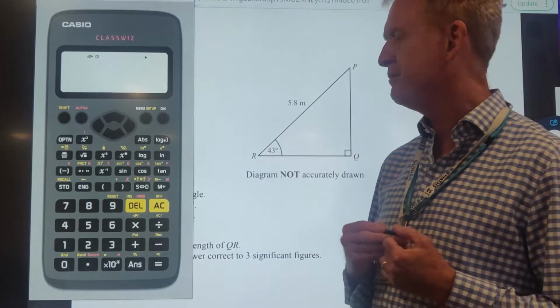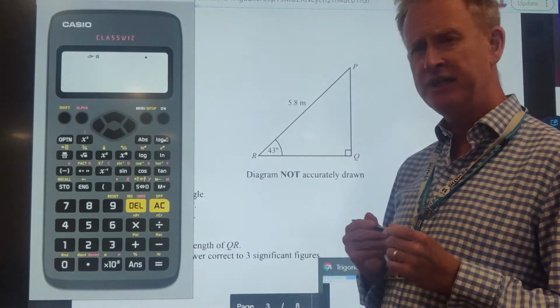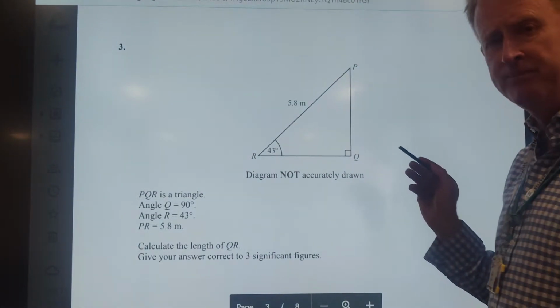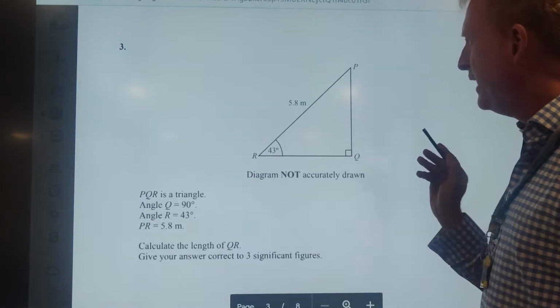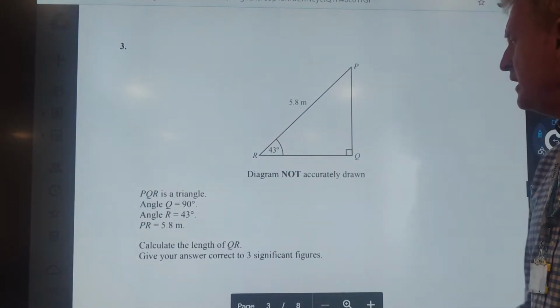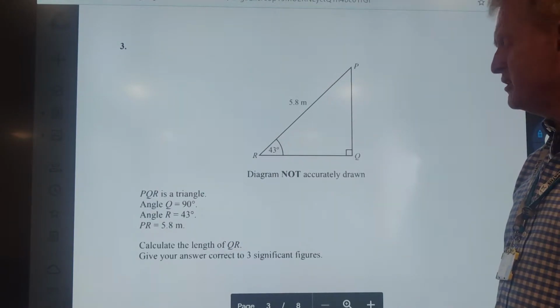Just to make sure you're happy using the sine, cos and tan buttons on your calculator. We've got a question coming up here. This particular question is a grade 5 question, a bit tricky, but it's a trigonometry question.